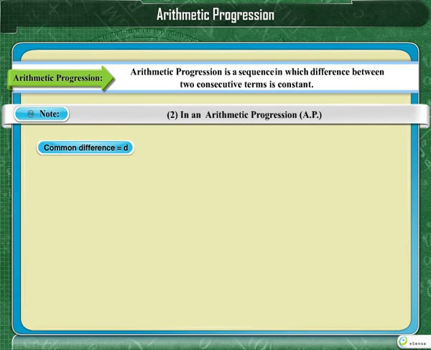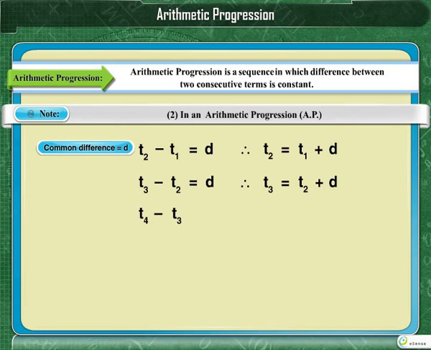In an AP, we know that T2 minus T1 is D. Therefore, T2 is equal to T1 plus D. T3 minus T2 is D. Therefore, T3 is equal to T2 plus D. T4 minus T3 is D. Therefore, T4 is equal to T3 plus D, and so on. Tn minus Tn minus 1 is equal to D. Therefore, Tn is equal to Tn minus 1 plus D.